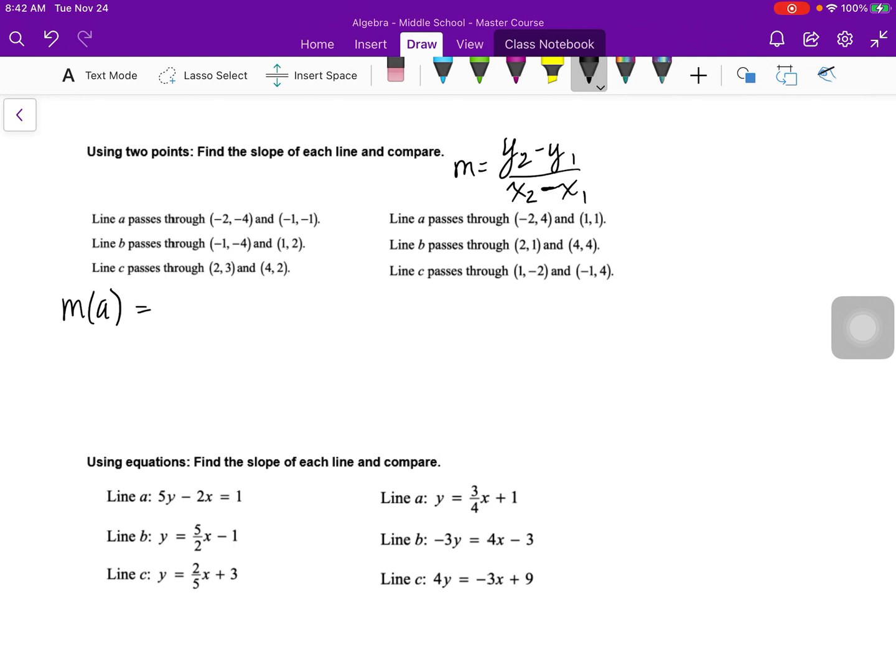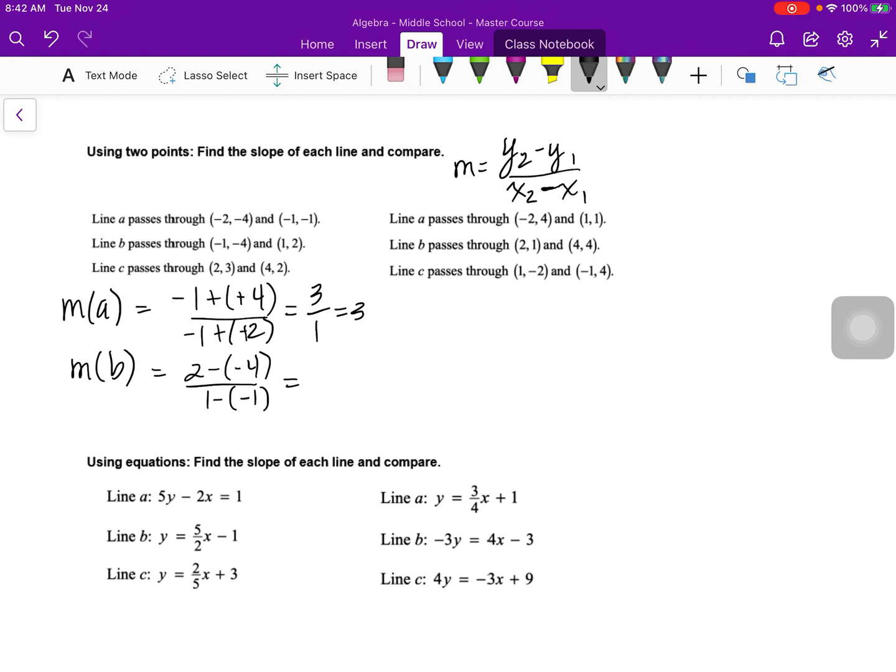So the slope of line A would be -1 minus -4. Remember that subtraction sign does not take the place of the negative. And then -1 minus -2. So doing my change, that gives me 3/1, or just 3. The slope of line B, let's do that one. 2 minus -4 over 1 minus -1. So in my numerator, that would give me 6/2, or 3 again.